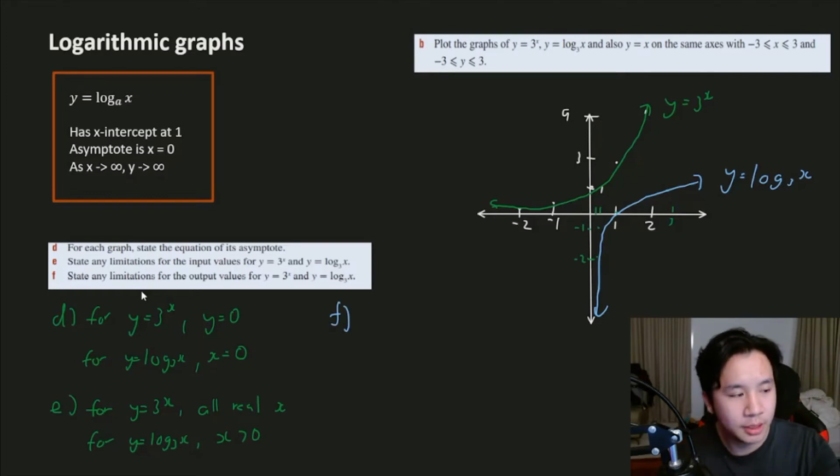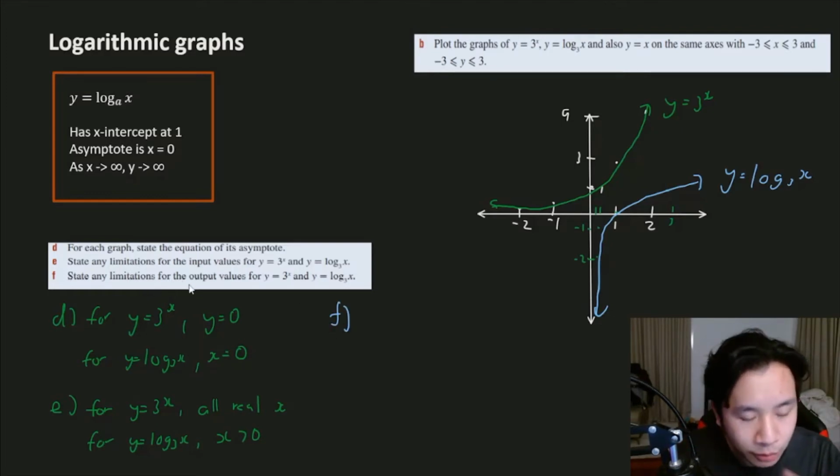Now, for this question, it says to state any limitations for the output values, so the y values, for both of these graphs.